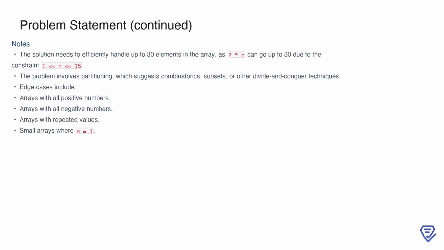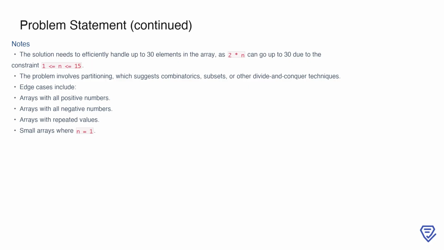Additionally, we must handle edge cases such as arrays with all positive numbers, all negative numbers, repeated values, or very small arrays where n equals 1. These edge cases ensure that the solution is robust and performs well under different conditions. The problem challenges us to think critically about how to partition the array while keeping the absolute difference as small as possible.